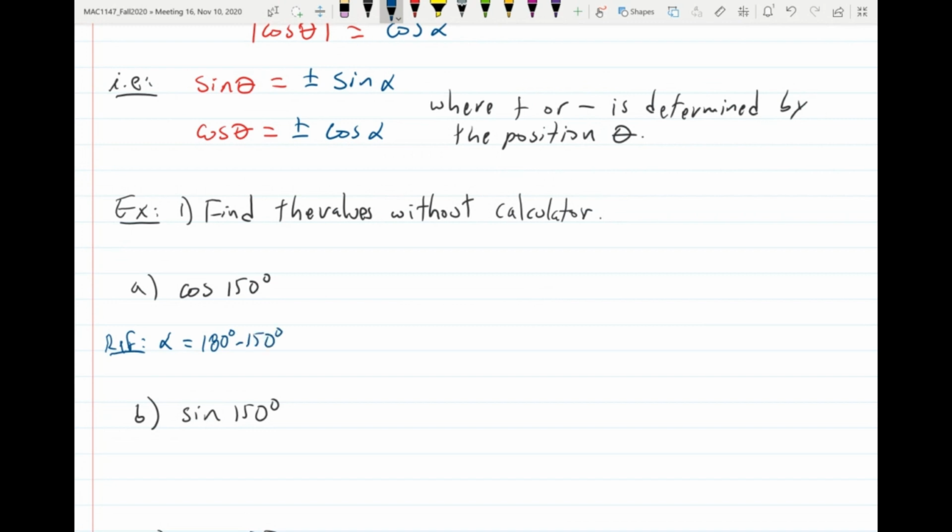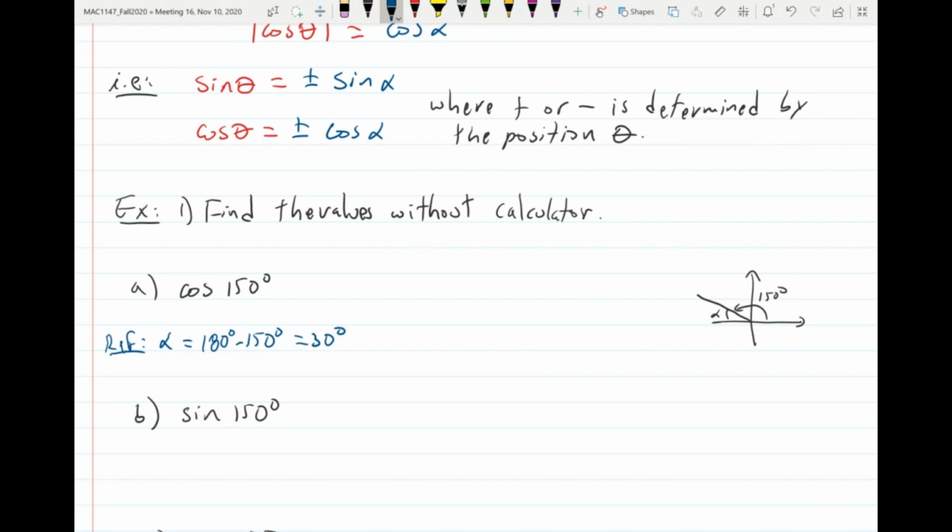Remember, if you don't remember the formula, draw the little picture. You have 150 right here, and the reference angle is this one. You should see that if you add the two angles, you get 180. That's what tells you the formula I just used: 180 minus 150 is alpha. Does everybody follow this? Okay, so alpha is equal to 30 degrees.